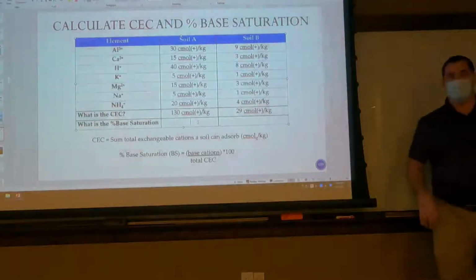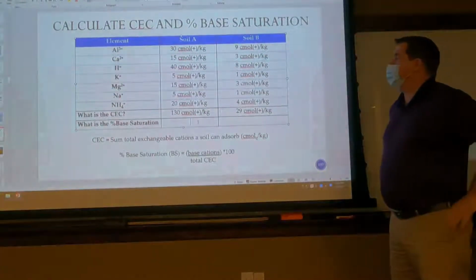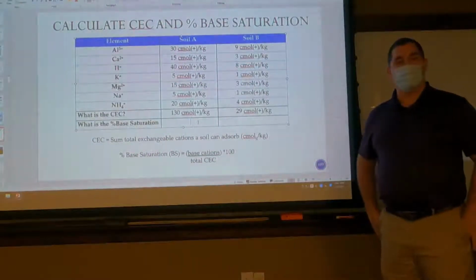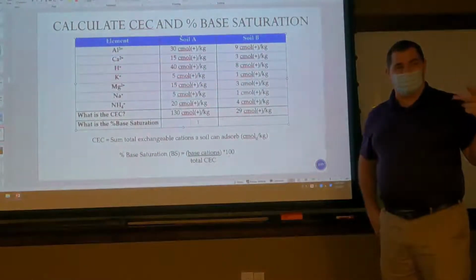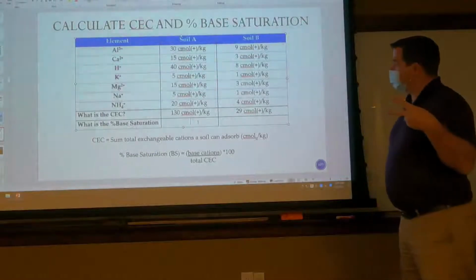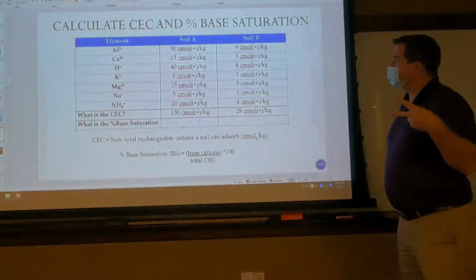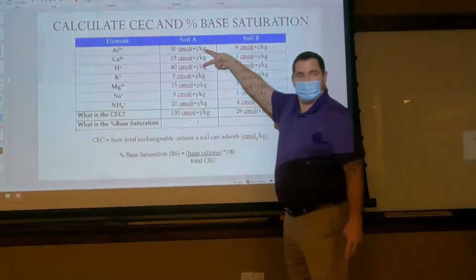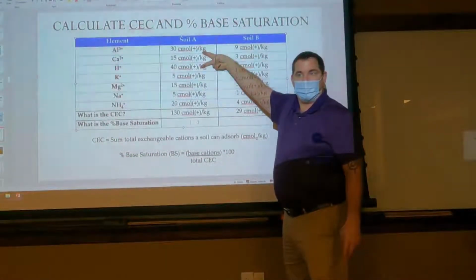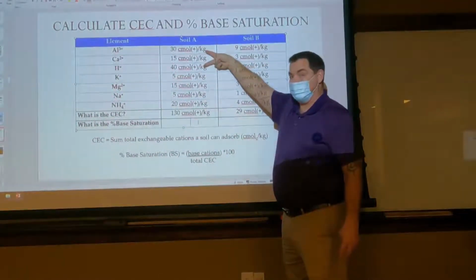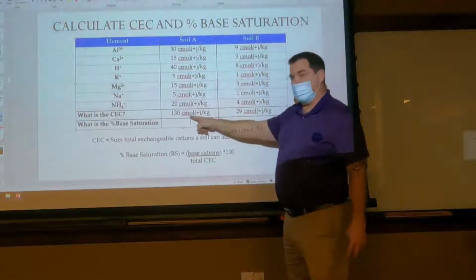All right, and so then what is the percent base saturation? Remember what our acidic cations are. Aluminum and hydrogen. So if we take 130 minus 70, we're taking these two out of the equation now. So that's 60 divided by 130.